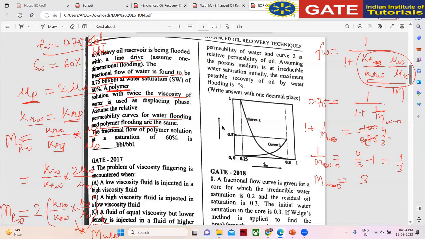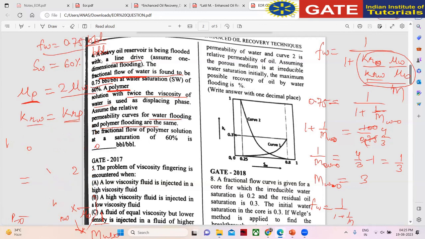One by M. Okay. Because the fractional flow equation is FW is equal to 1 upon 1 plus 1 by M. So this value is equal to 1 by M. Sorry. We wrote the wrong equation.